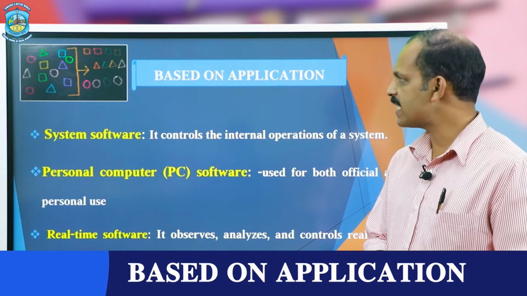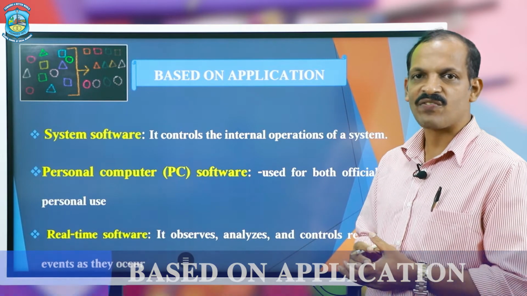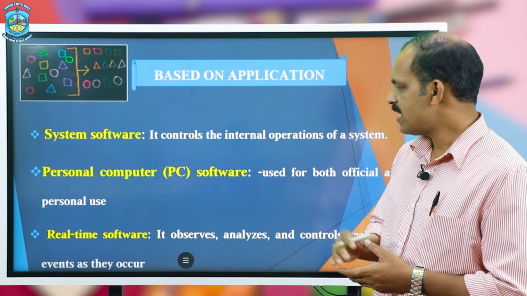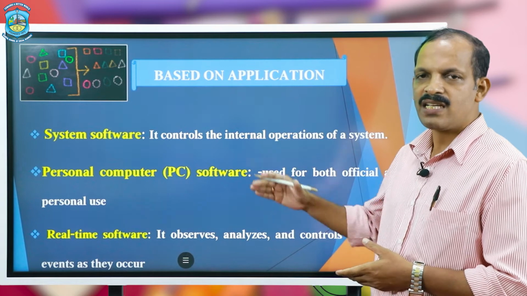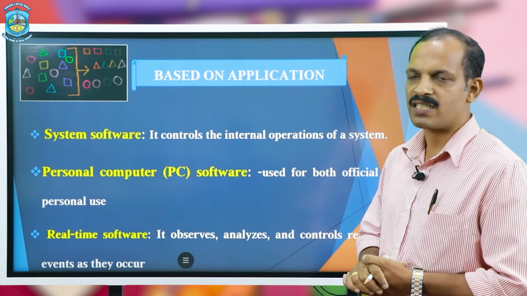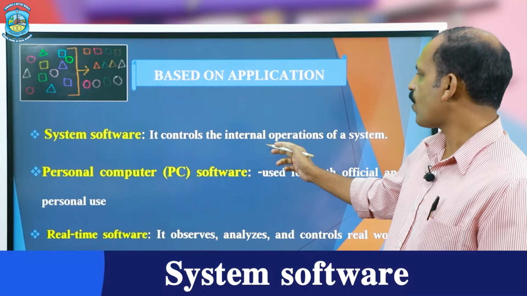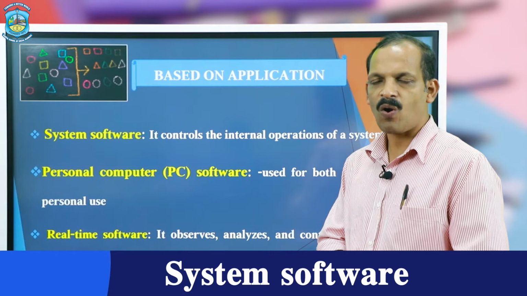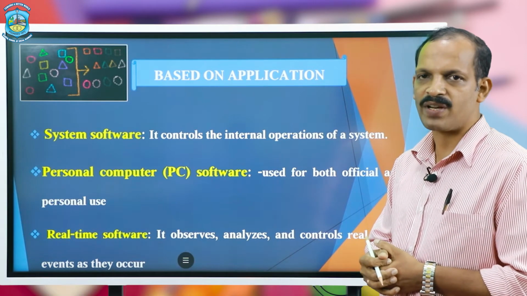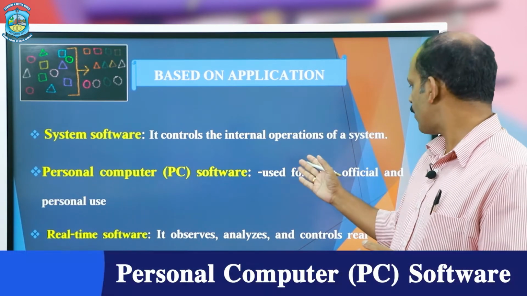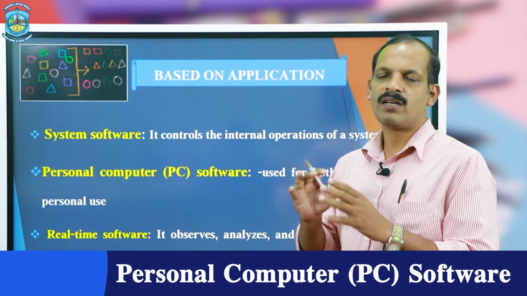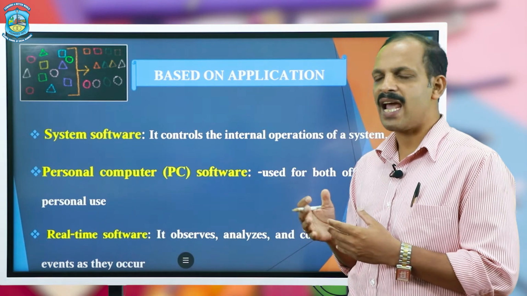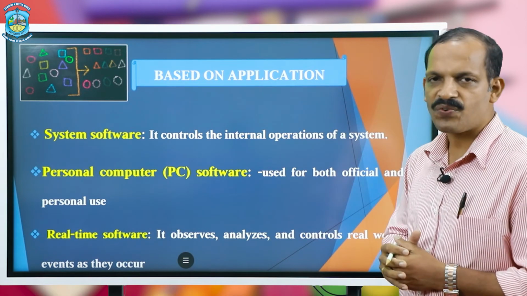With respect to application, when we divide the software, we can say system software, personal computer software, real-time software, like 7 types of software are there. In that, the first one is system software. It controls the internal operation of a system. We have already discussed system software. The second one is personal computer software. Commonly, general purpose application software is what we use as personal computer software.